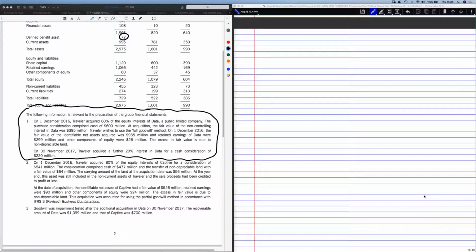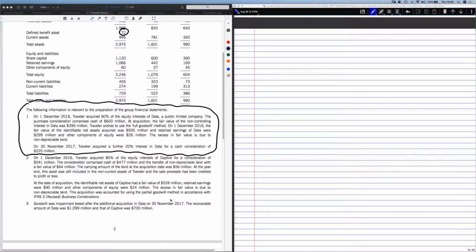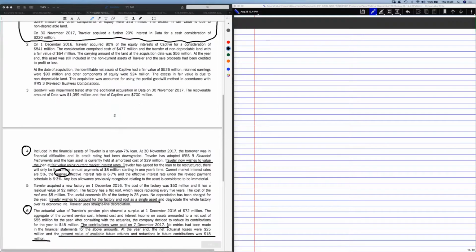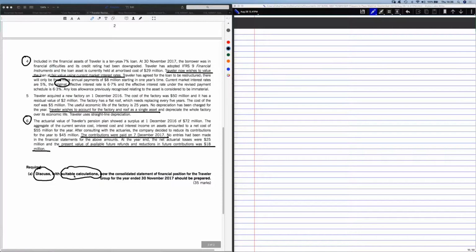On the 1st of December 2016, the fair value of the identifiable net assets was 935 million, and the retained earnings of Data were 299 million, and other components of equity were 26 million. The excess in fair value is due to non-depreciable land. On the 30th of November 2017, Traveller acquired a further 20% interest in Data for a cash consideration of $220 million.